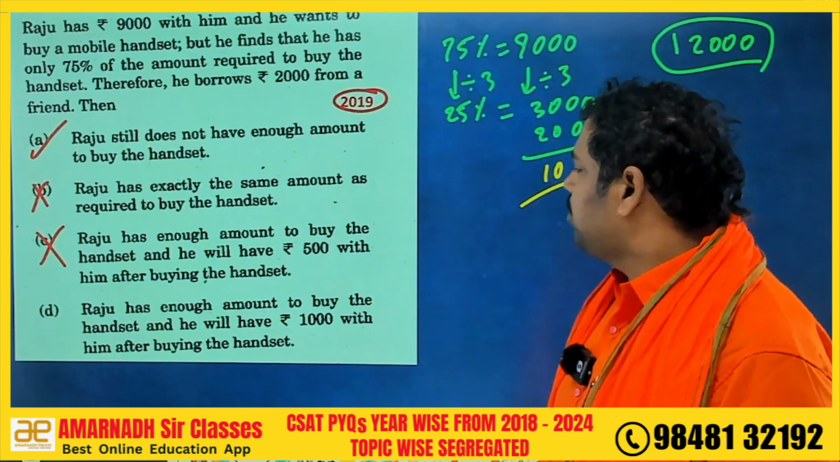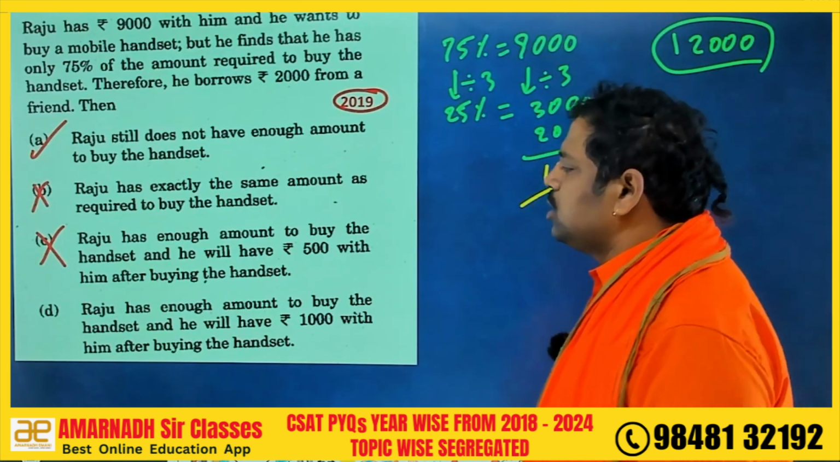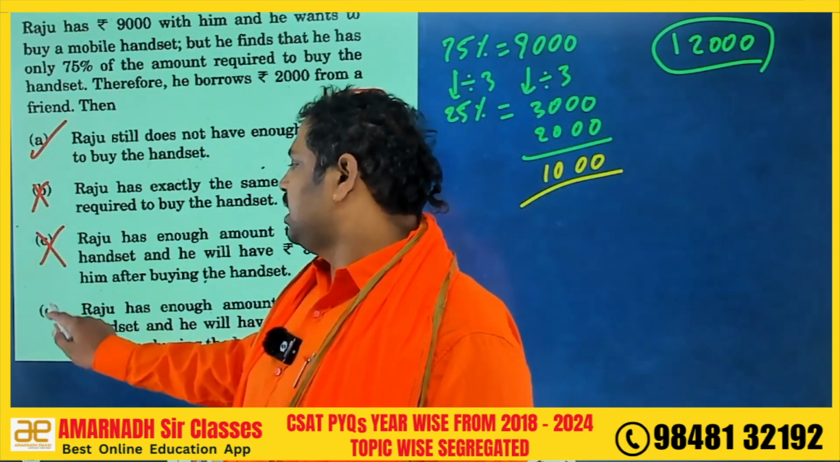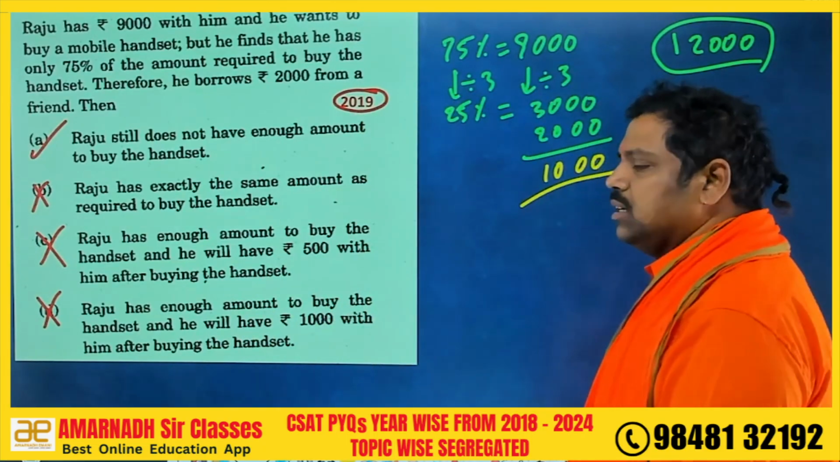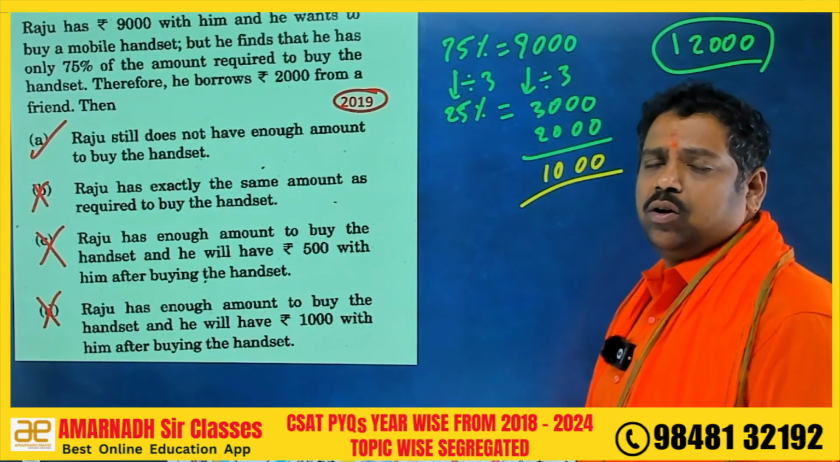Okay, Raju has enough amount to buy the handset and will have 1,000 rupees with him after buying the handset. After buying the handset, he doesn't have. So that is also not the answer. So the answer is here. A is the answer. What is the answer? A is the answer. Got it, all of you?